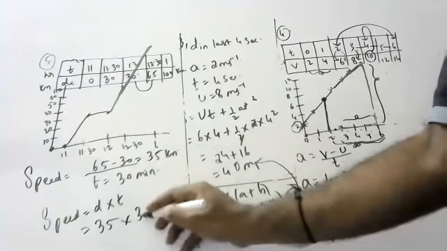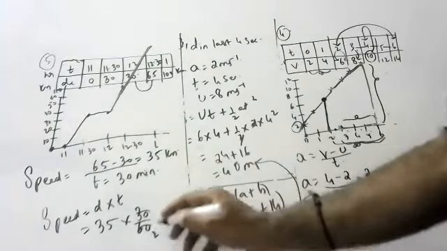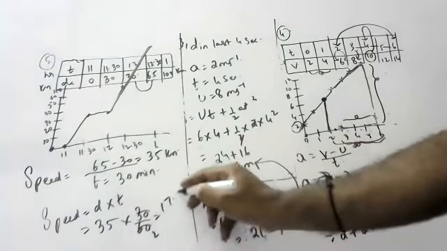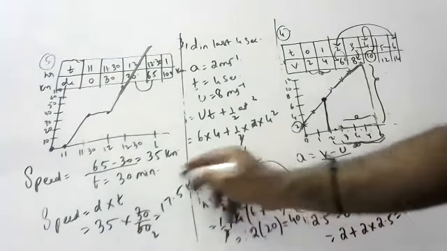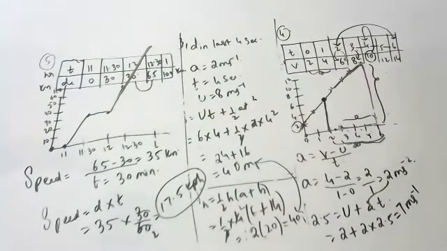30 minutes. Minutes to hours, divide by 60. So 35 by 2 is 17.5 km/h, which is the speed between 12 and 12:30.